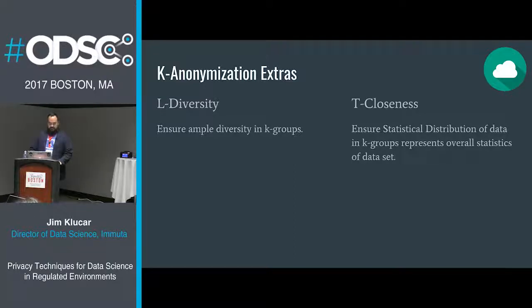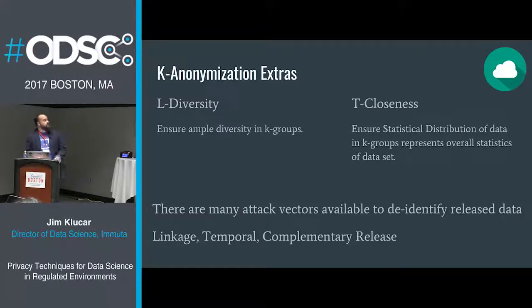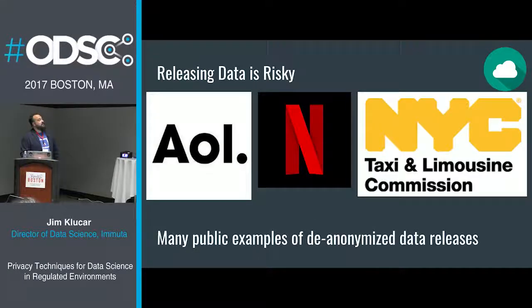So in summary, there are many attack vectors available to de-identify k-anonymized release data. There's linkage attacks, temporal attacks, and complementary release attacks. There are all kinds of papers out there on how k-anonymization isn't the best thing to do. There have also been very public cases where companies tried to release data that was, quote, anonymized, and researchers took that data and de-anonymized it.